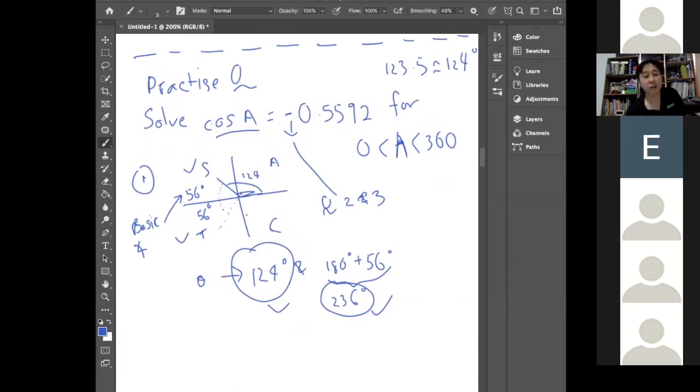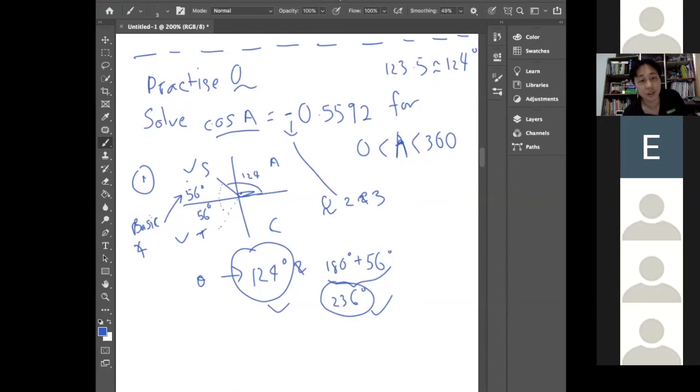A bit lost. Okay, so the first thing you look at is there a positive or negative sign? It's a negative sign, right? Cosine A is a negative sign. So for a negative sign for cosine, which quadrant is it? In the first quadrant we know all are positive, including cosine. The second quadrant, only sine is positive, so cosine is negative. So we will be in the second quadrant.